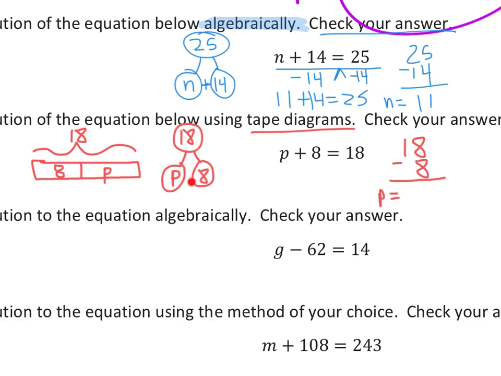Here's my number bond model, which means I would have to take a part away from 18 to find my missing part, p. So 18 minus 8 is my expression to solve, which of course is simply 10. So p equals 10. To check, I do 10 plus 8, and I get 18, so I am correct.